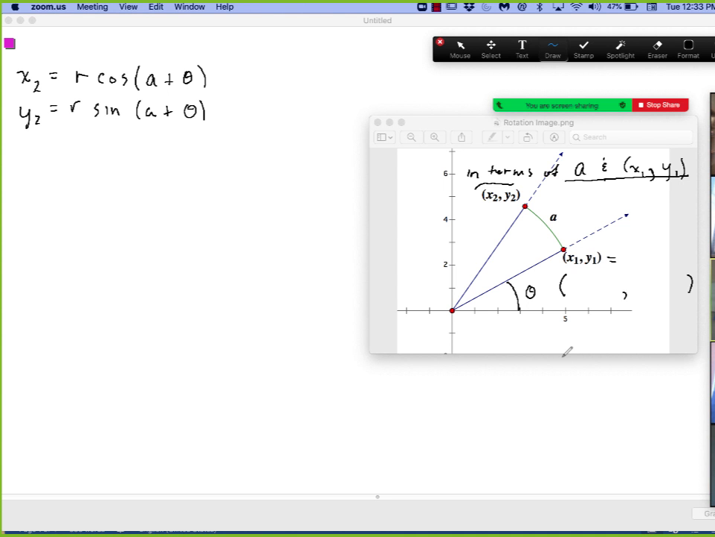x1 can be written as r cosine theta, and then y1 can be written as r sine theta. So now we've got something to bridge the gap, right? Because x2 is in terms of r and theta, and we need it in terms of x1. And so now we've got x1 is r cosine theta, x2 is r sine theta.